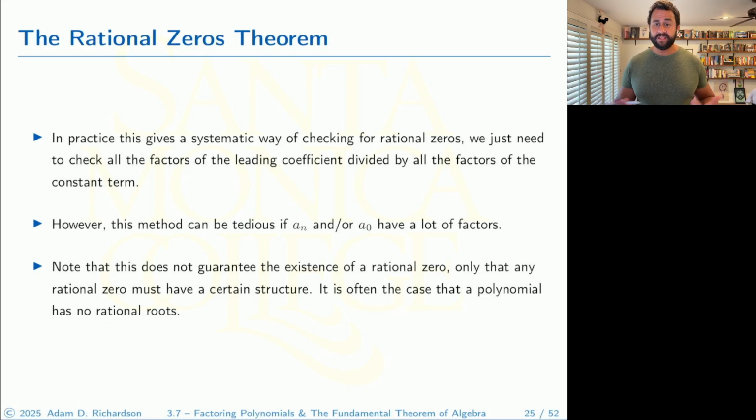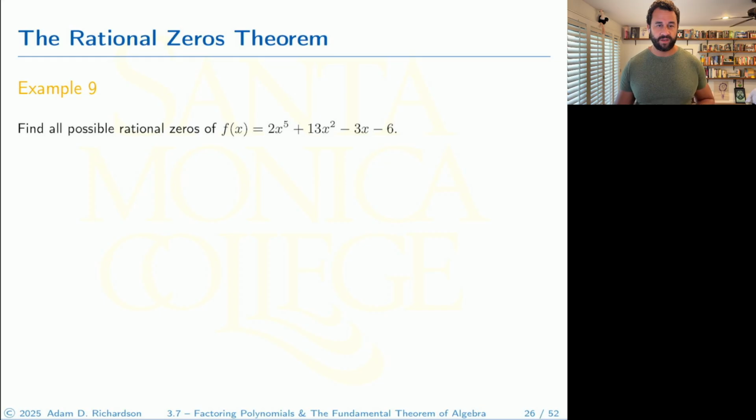This is why it's important to understand irrational numbers, because a lot of times the roots of these polynomials are irrational. But hey, this helps us limit some things a little bit. At least in this case, we can check to see if there are any rational roots, because if there are any rational roots, they have to have this form. Let's try one.